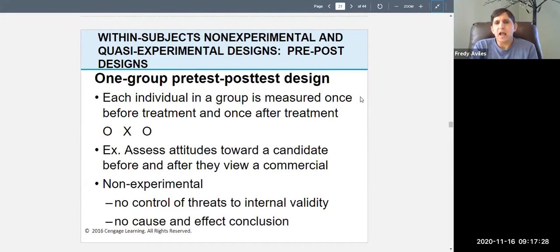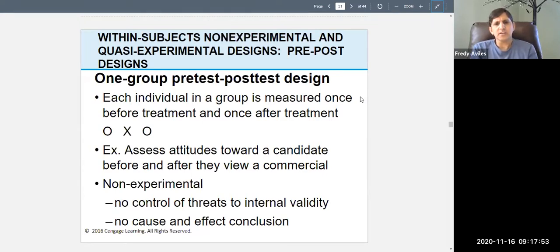Here's one example. You can have what's called a one group pre-post-test design, in which each individual in a group is measured once before treatment and once after treatment. Remember, O stands for observation and measurement. Then you have treatment, maybe therapy, and then you have observation and measurement again afterward. So you measure depression before therapy, then you have therapy, and then you measure depression afterward.